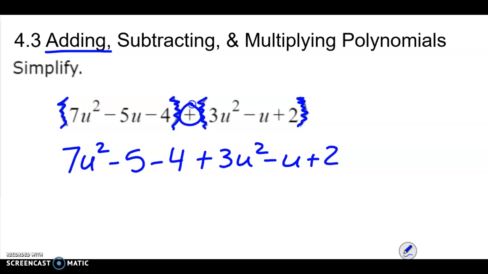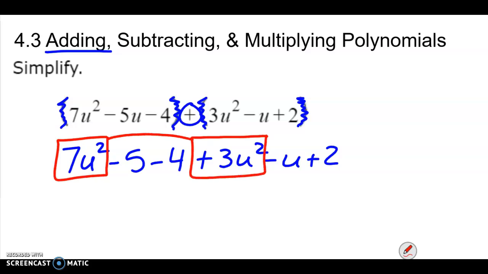We're just going to combine everything that has the matching variable terms, okay? Even though we have a u squared and a plain u, just because they're the same letter for a variable, that doesn't mean they're like terms, okay? A variable squared versus the same variable all alone are still different types of terms. So the 7u squared is only going to combine with another u squared. So we have 7u squared plus 3u squared.